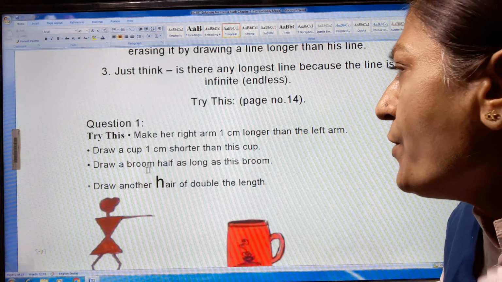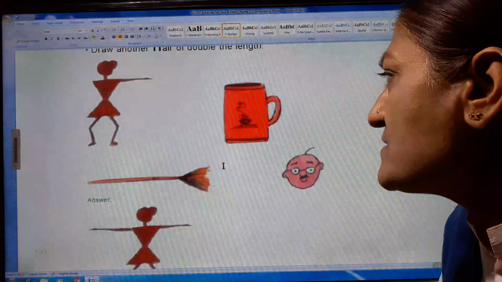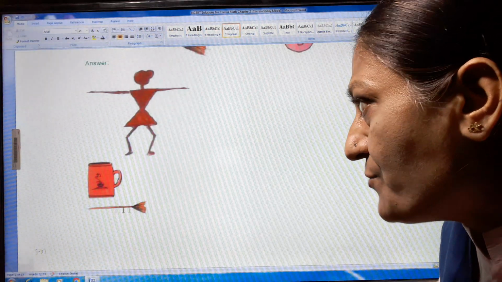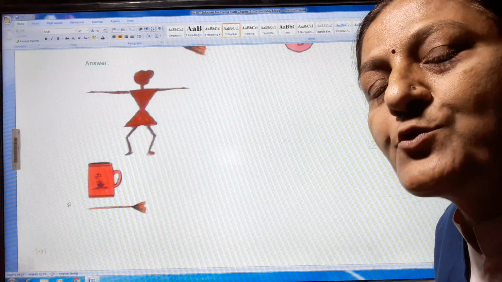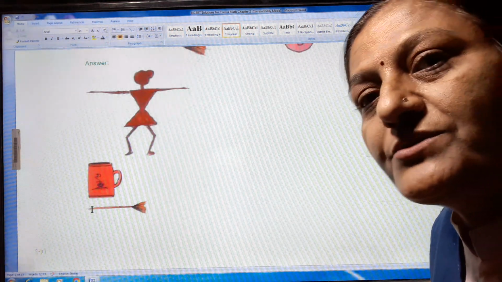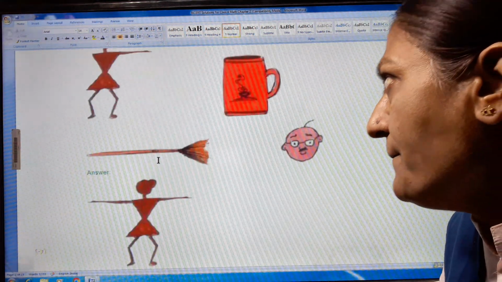Now draw a broom half as long as this broom. First we measure this broom, and afterward draw half the broom. Suppose the broom's length is 6 centimeter. Then we draw the 3 centimeter long broom.